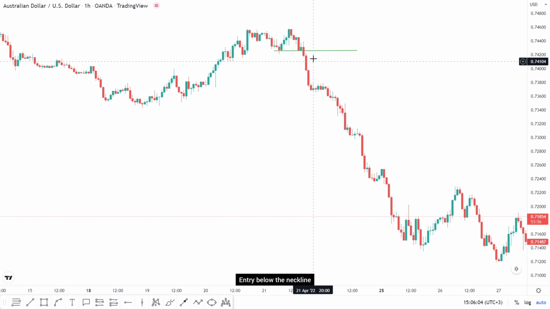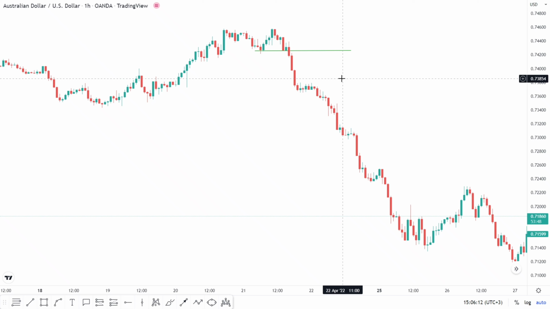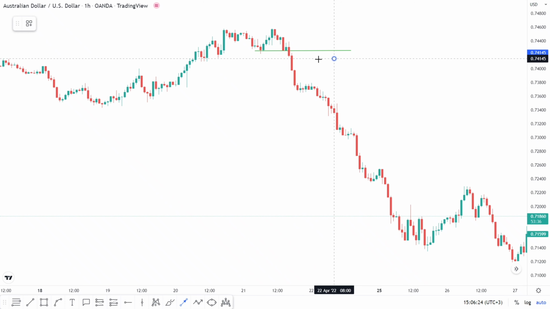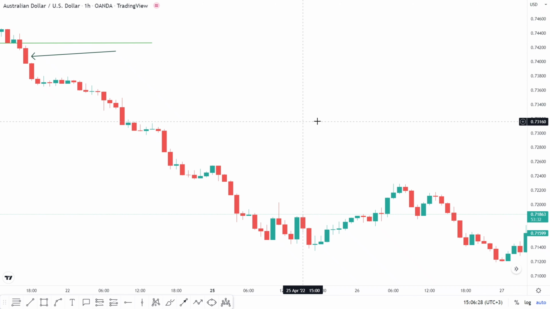Price could retest here, or it could also fail to retest. In this case, price never retested the neckline. So your work is simply to find any confirmation that sellers are strong. Immediately after the M pattern is formed, we have a long body candlestick here, and a long body candlestick signifies that sellers are strong in this market.